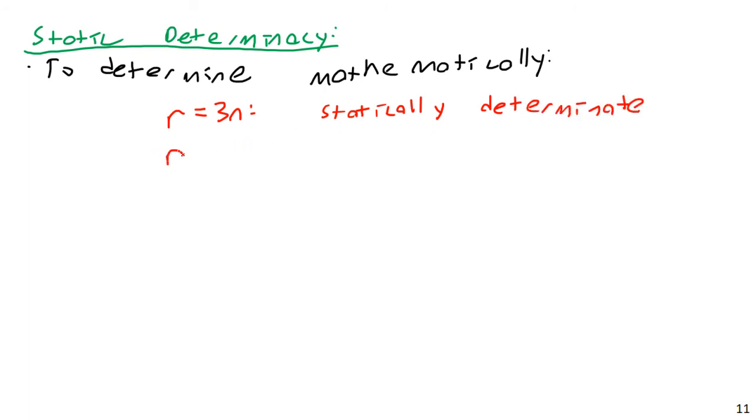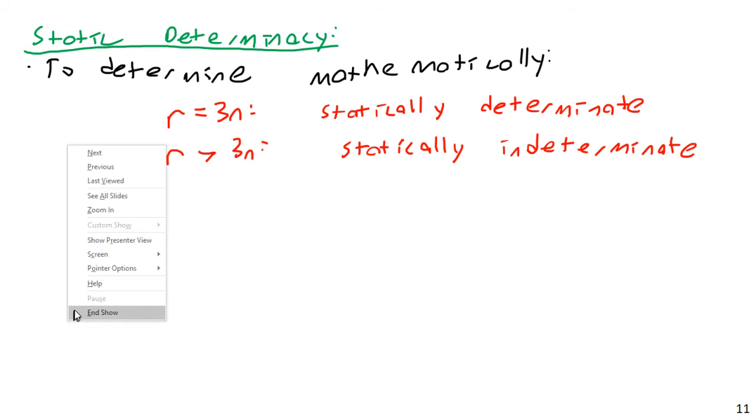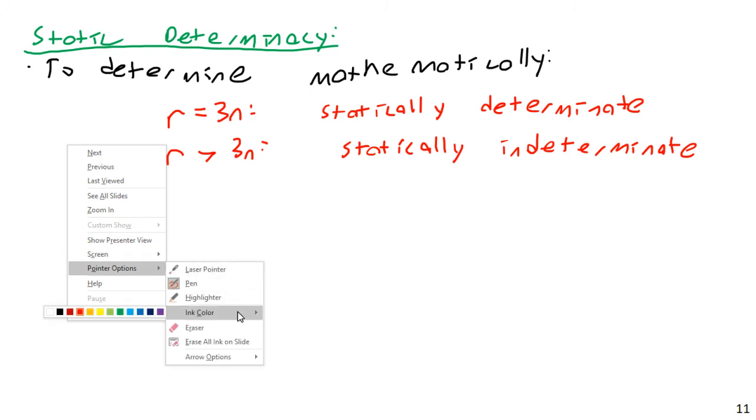If r is greater than 3n, it will be statically indeterminate. So in other words, if the number of reactions is equal to 3 times the number of objects, where n is the number of objects that you're breaking the frame into. But anyway, things that are indeterminate are classified according to degree of indeterminacy.